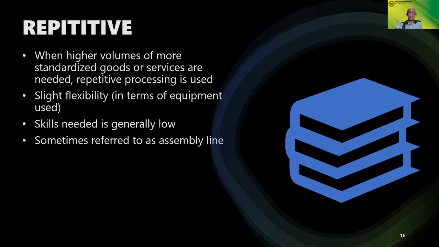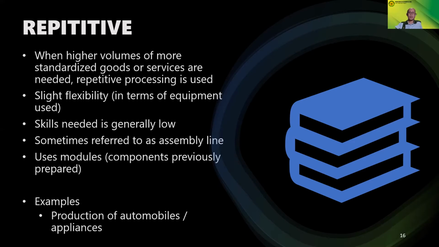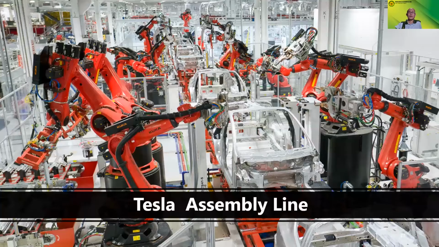An assembly line usually uses modules or components previously prepared and assembles them in the final assembly area. Examples of repetitive processes are the production of automobiles and appliances. This one here is an example of a capital-intensive assembly line for Tesla cars. Tesla car production is mostly done by machines using high-precision robots.